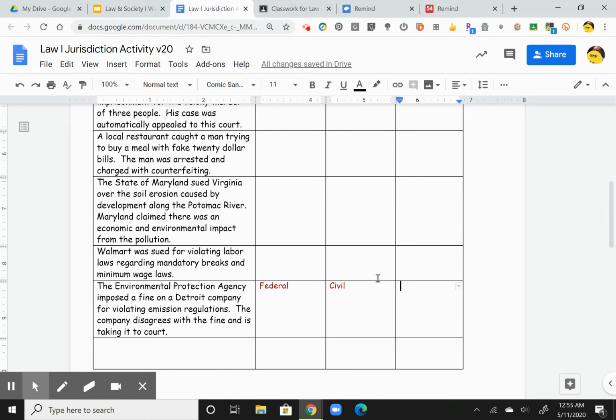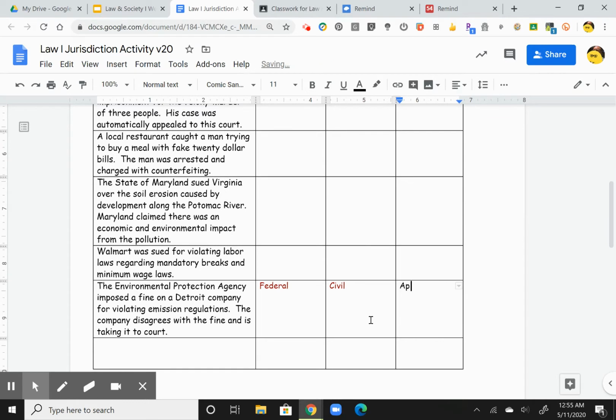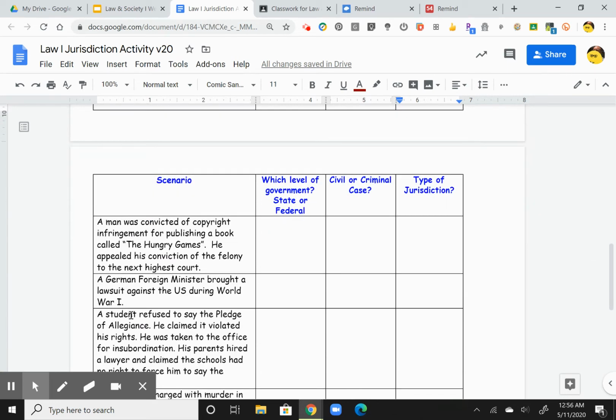Now, the EPA imposed a fine. The company disagrees and is taking it to court. In this case, believe it or not, the EPA is acting as a judge. So this would actually be an appellate case. I know that seems a little strange, and that's why I went through this one, because the EPA is acting as a court here. They have their own special court and we didn't get into those extensively, and that's kind of why I went through that one with you. The EPA is acting as a court here.